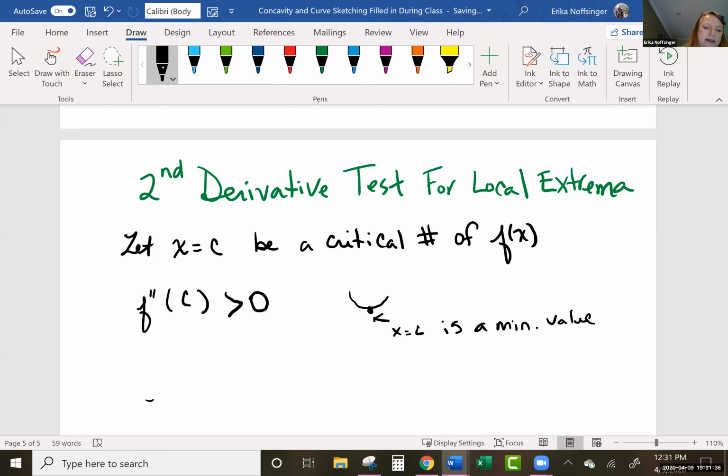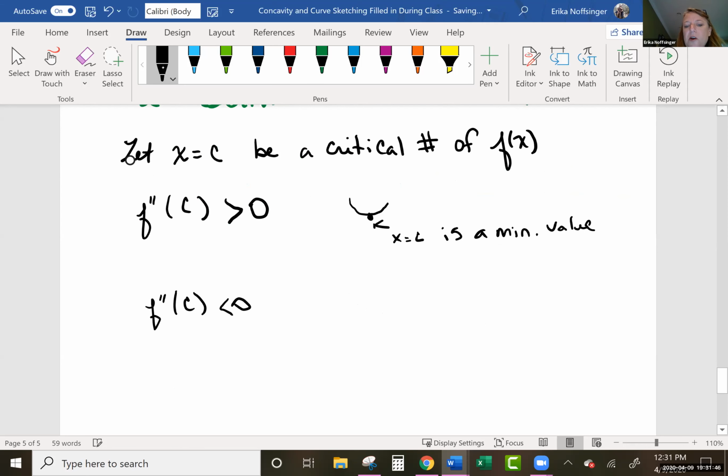If you had plugged in that number into the second derivative and you saw that it was less than 0, then that tells me my graph is concave down. And be careful, because I said is a min value, but it's really where a min occurs. So x equals c in this case is where a max occurs, because it's really the y value that they're looking for.